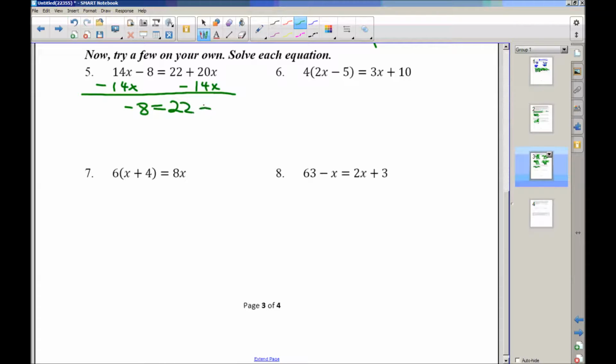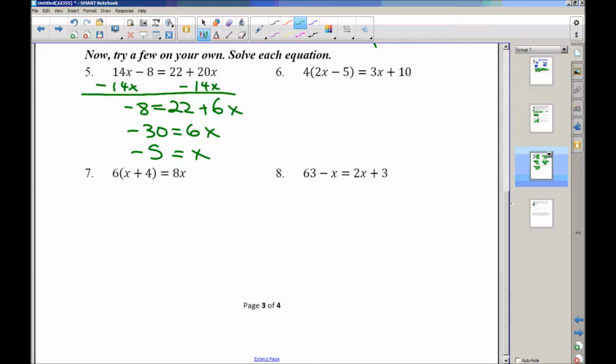So we have 22 plus 6x. Subtract 22 to both sides, you're going to get negative 36x. And then I divide both sides by 6, I'll get negative 5. So if you had done it the other way, you would have ended up with negative 6x minus 8 equals 22. And then negative 6x equals 30. And then x equals negative 5. Still get the same answer.